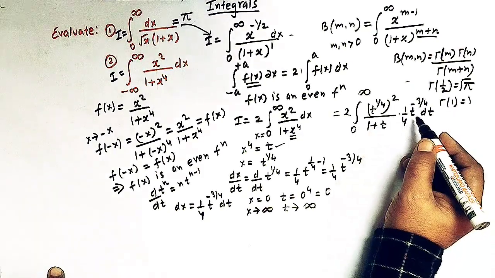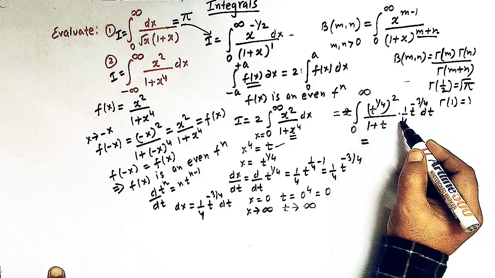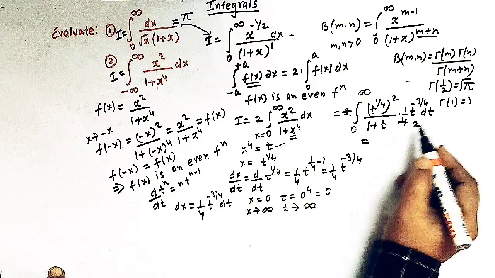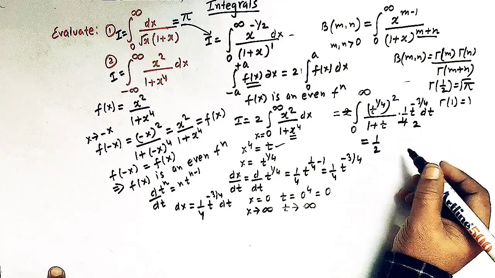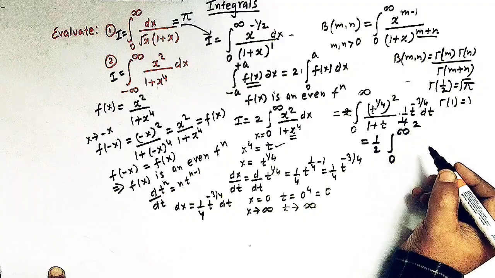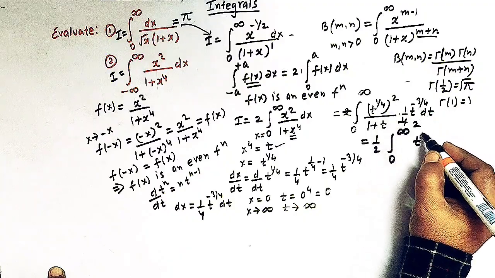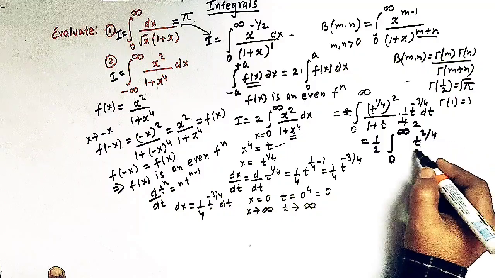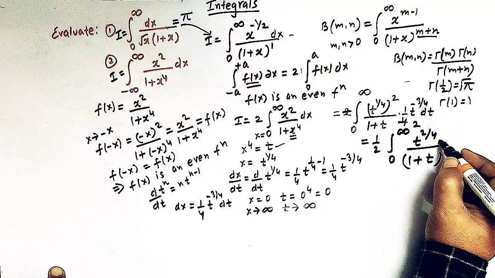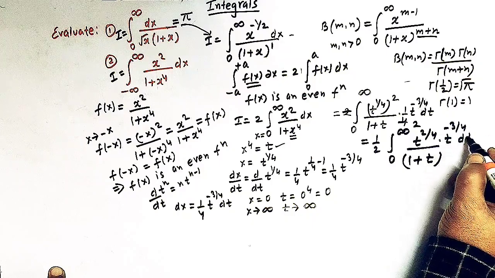So now let us rearrange the terms. Here this 2 and this 4 get cancelled with this 2. So we have half outside the integral, and then we have 0 to infinity, and here we have t raised to 2 by 4, and then we have 1 plus t, and here we have t raised to minus 3 by 4 and dt.